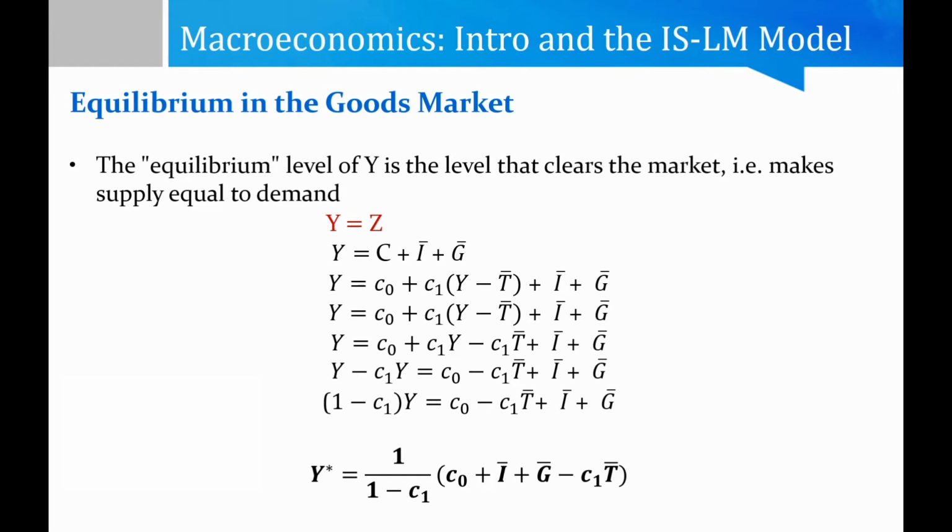And if we do some manipulation of the equation, then we can now solve for Y or the equilibrium level of Y. And we will denote that as Y asterisk. That means that is the equilibrium level of Y. So Y asterisk is equal to 1 over 1 minus C sub 1 times the quantity of the autonomous spending.